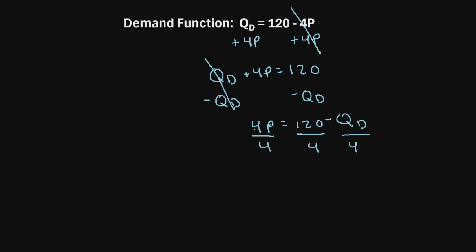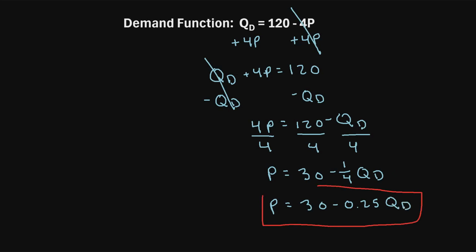And when we do that, on this left-hand side, we're left with P is equal to 120 divided by 4, that's 30, minus, here we have QD divided by 4. So if we want to imagine that there's a little 1 out front in front of this quantity demanded, that turns out to be 1 over 4 times quantity demanded. And typically when we're writing an inverse demand function, we want to express a fraction as a decimal if we can. So negative 1/4 is the same as negative 0.25. So our final inverse demand function is going to be 30 minus 0.25 times quantity demanded. So this is our inverse demand function.